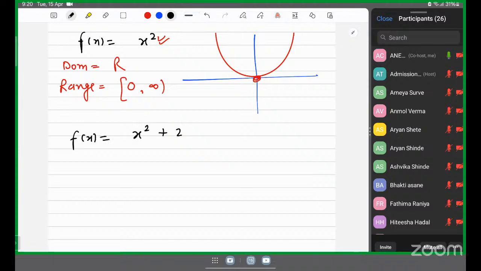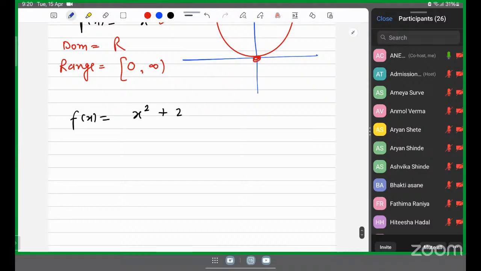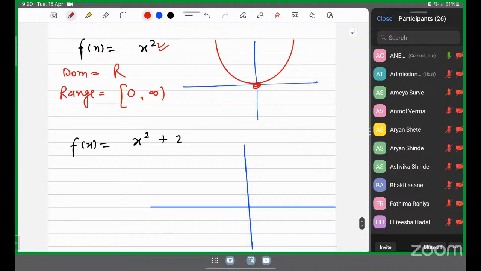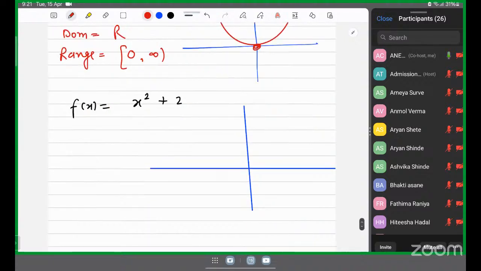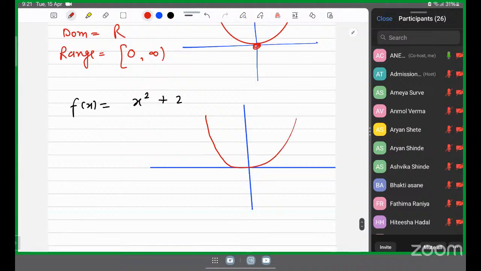And if I change the same function with plus 2, first of all, what will be the graphical behavior? x square plus 2 means the graph will be shifted 2 units upward. So all the points of the graph will be shifted 2 units upward. For example, if the original graph is x square, then plus 2 means all the points will be shifted by 2 units. This point will be shifted 2 units, this point will be shifted 2 units, and so on. And the graph will go like this.